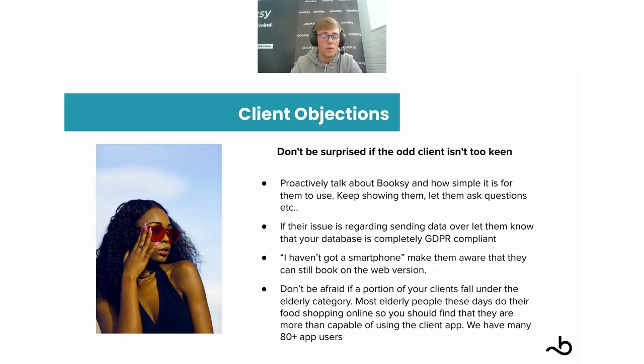A common one as well is "I haven't got a smartphone." So make them aware that you don't only have to have the app to be able to book an appointment, you can still book on the web version. So this is still an option for people who might not have a smartphone. They can use the web version, type in the business, type in the location, and go on and book the appointment.